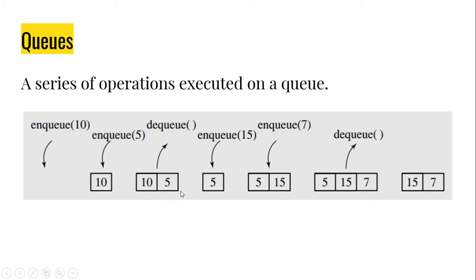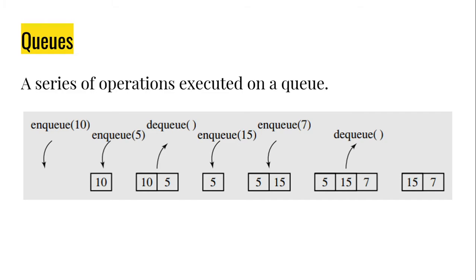Now, another execution of an important operation, which is the dequeue. Dequeue will remove the element at the front of the queue. So when you dequeue, you will remove the front element. Our current front element is the integer 10. Then we have another enqueue operation to insert the integer 15.